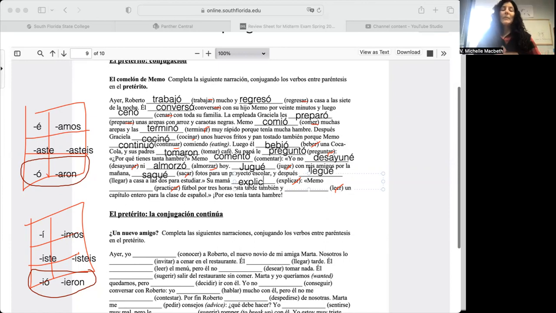Explic. And then su mamá, again, third person, right? So explicó. Right? Memo practicó, ¿no? Fútbol. Y también, this one is also a weird spelling one. Leyó, ¿no? I think it has an accent mark here, so I'll just remember. Okay.